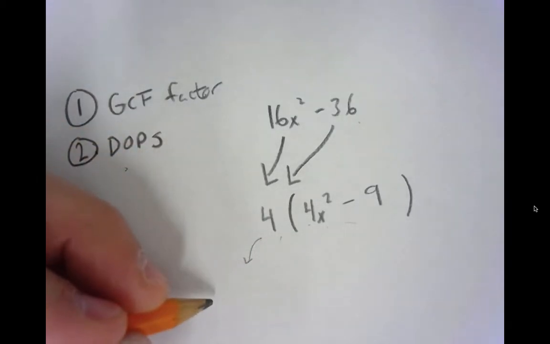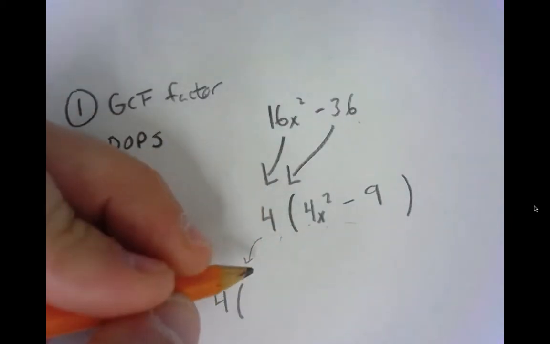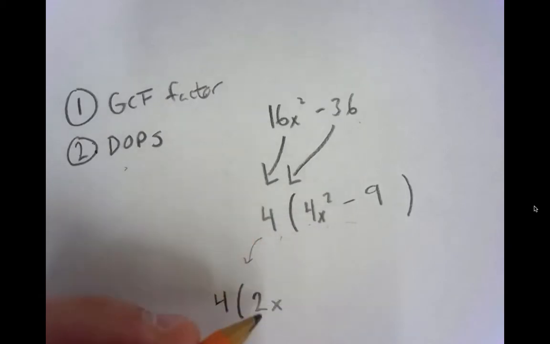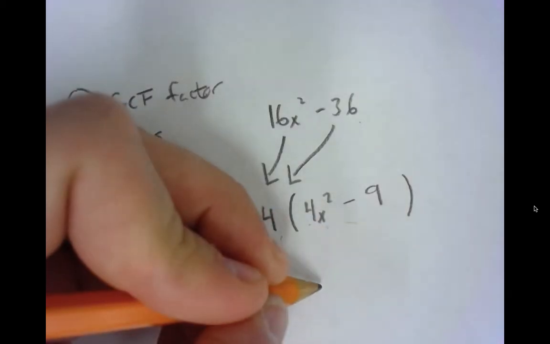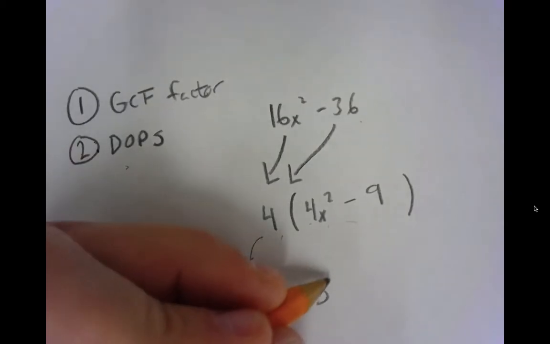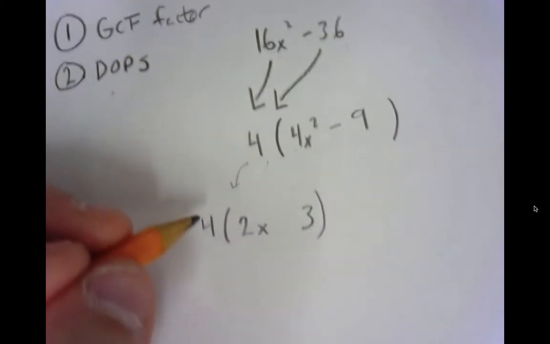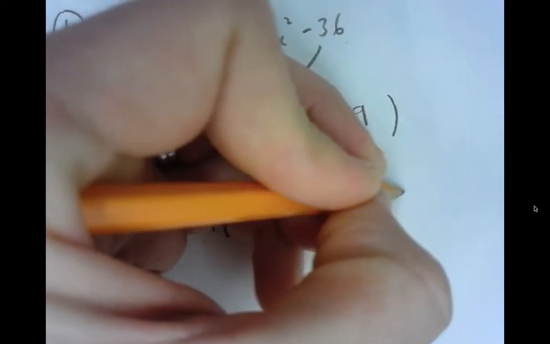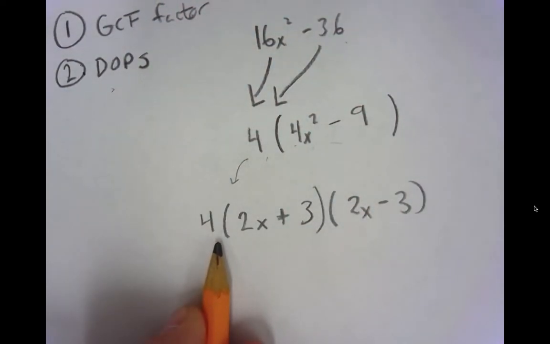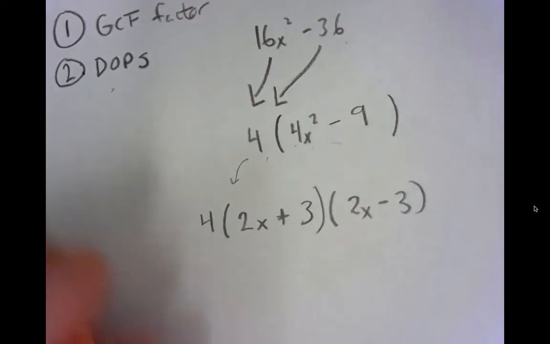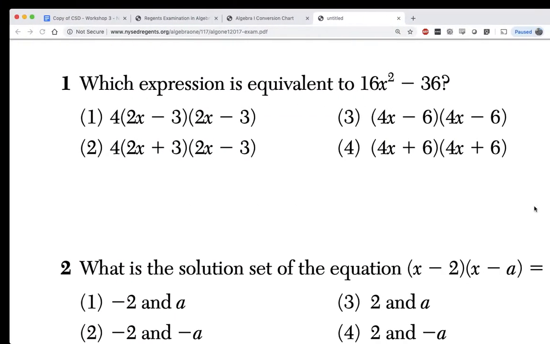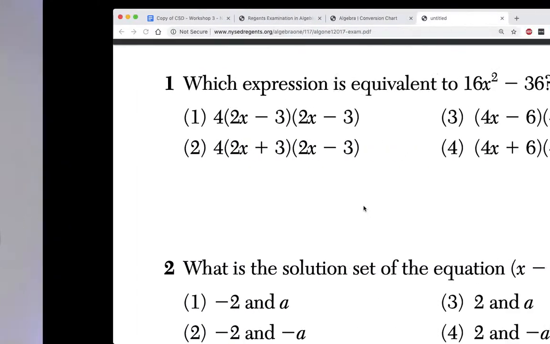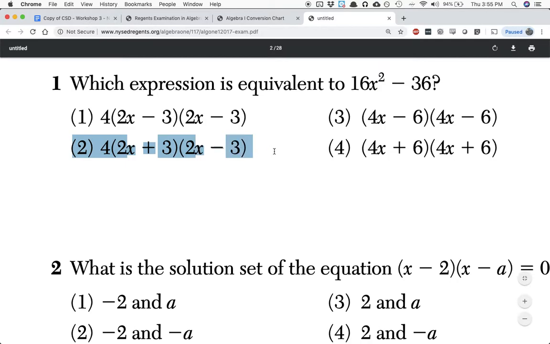So first I'm going to take this 4 down. The square root of 4x squared is going to be 2x. The square root of 4 is 2. Square root of x squared is x. The square root of 9 is 3. And now that I've got the two square roots for difference of perfect squares, I just add them first, and then I subtract them. The 4 was from the GCF that I took out, and then I did difference of perfect squares. This should be my answer, and let's see if we can find it. That is answer choice plus 3, minus 3. Looks like it is answer choice 2.